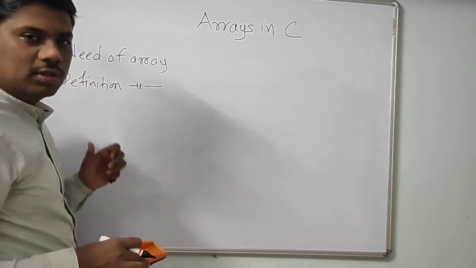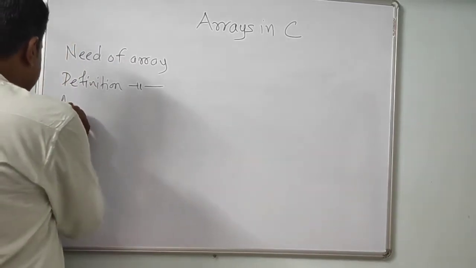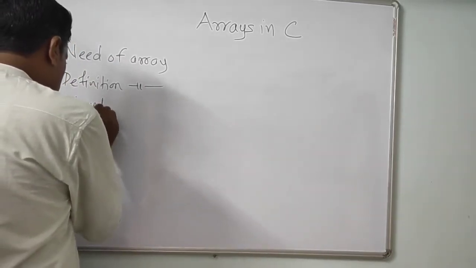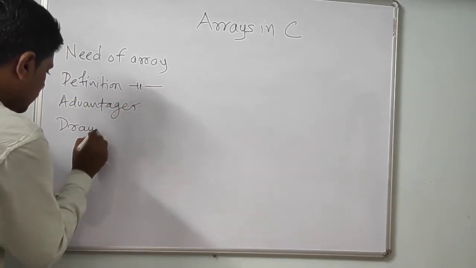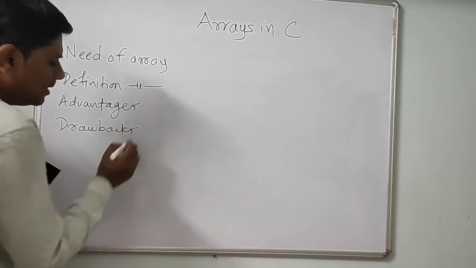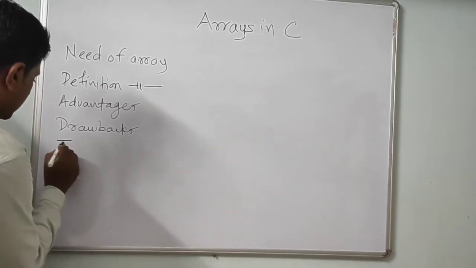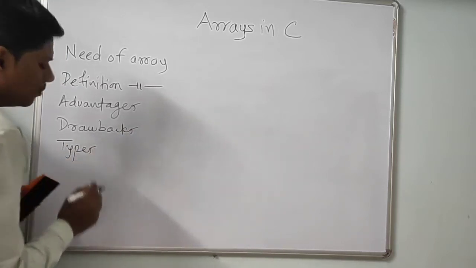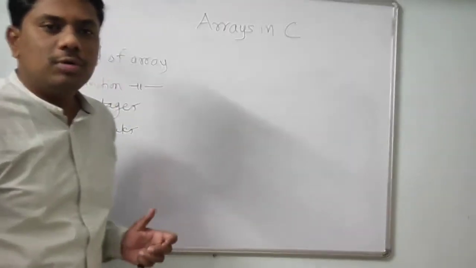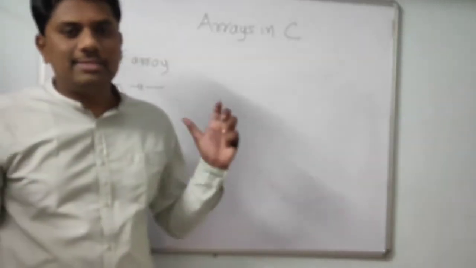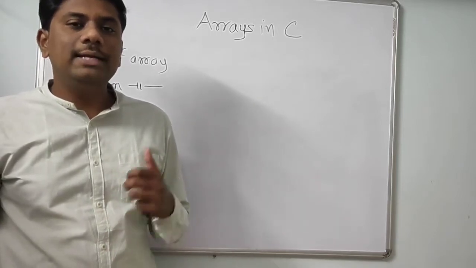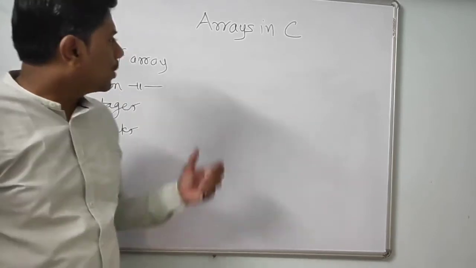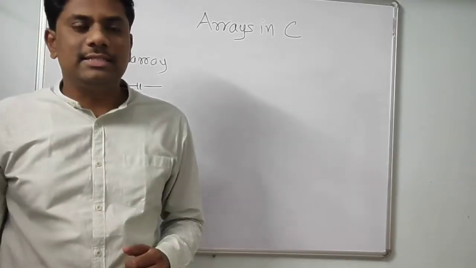I will cover what is the definition of array. Then we'll see which are the advantages. Then we'll see which are the drawbacks of array, and then last point, which are the types of array. So I'm going to cover these 5 topics in this section, and then types of array in detail we'll see in next session. Okay, so let us start with arrays in C language.